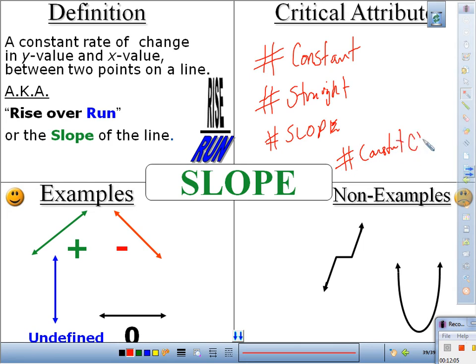Constant change. All right. Also, this is what I want you to do here. I want you to label next to where you wrote slope, in parentheses, the letter M. Because from now on, whenever I say slope, you're going to write what? M. Because that's going to be our variable for slope. Okay? Are we there so far?